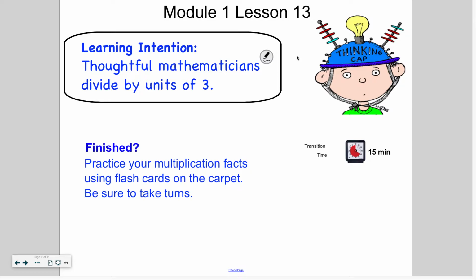So as always, let's start with our learning intention. Thoughtful mathematicians divide by units of 3. So we're going to be dividing by 3 today.